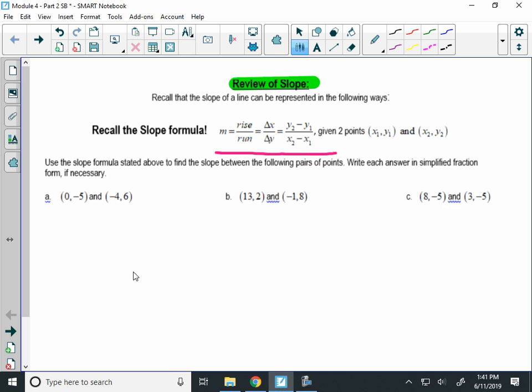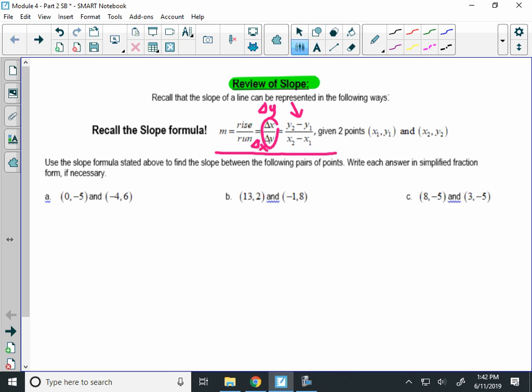Delta, ooh, that's a typo. Delta y over delta x, change in y over the change in x, which is symbolized by y2 minus y1 over x2 minus x1. All right, that's when you're given two ordered pairs. We're going to review that right here. So if you're having trouble remembering slope, this will review it for you.